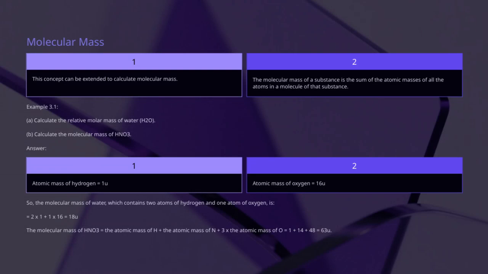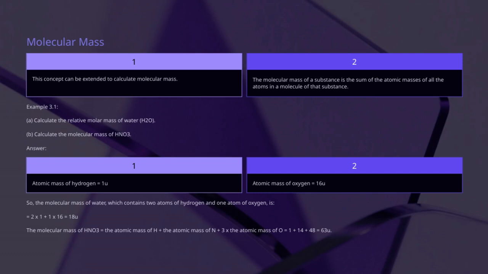Let's look at how we determine the molecular mass of different substances. First, remember that the atomic mass of oxygen is 16 atomic mass units, or 16U. The molecular mass of a substance is simply the sum of the atomic masses of all the atoms that make up a molecule of that substance. For example, in HNO3, the molecular mass is calculated by adding the atomic mass of hydrogen, nitrogen, and oxygen. That is, 1 hydrogen atom with a mass of 1U, 1 nitrogen atom with a mass of 14U, and 3 oxygen atoms, each with a mass of 16U. So 1 plus 14 plus 3 times 16 gives us the total molecular mass of 63U.